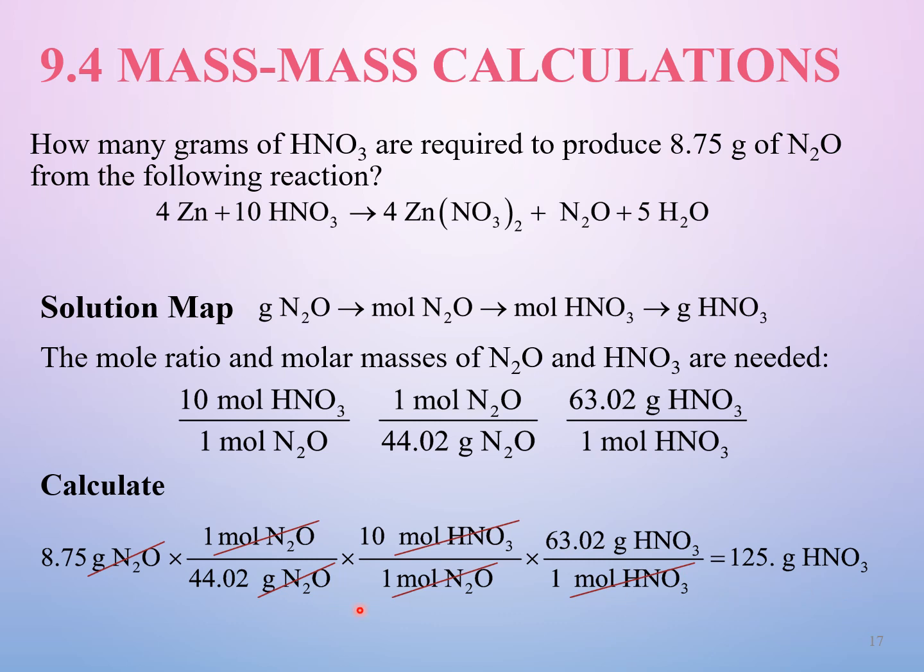We keep 3 sig figs here because it's 3 sig figs, 4 sig figs, unlimited, and 4 sig figs. So this is also unlimited. So you take 8.75 divided by 44.02 times 10 times 63.02. That will give us our answer. So this is when dimensional analysis becomes really useful, because you can do multiple steps all at once when you write out the formulas and convert from one unit to another, and then you get what you desire.